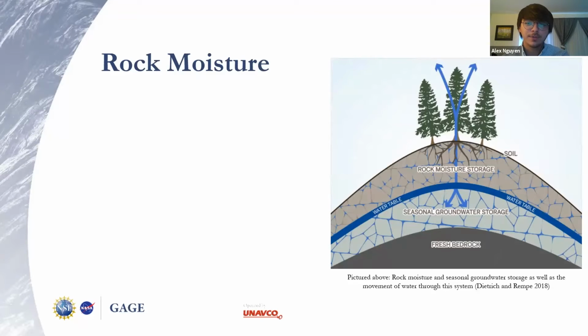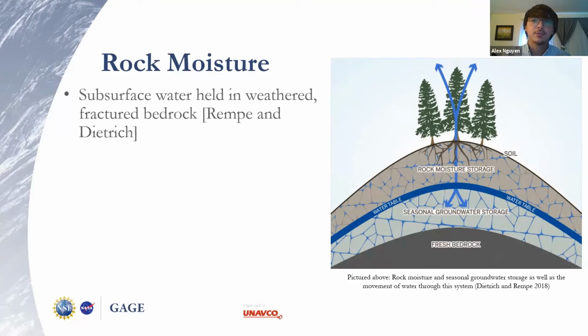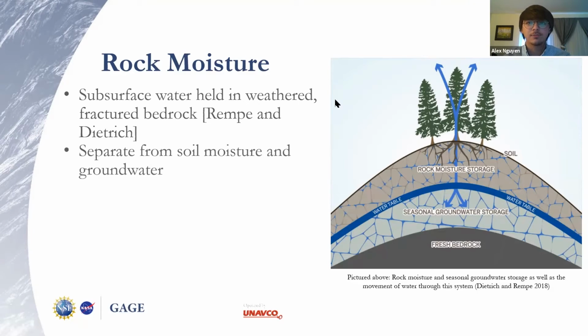So now that we know a little bit about transpiration, we can talk about the subsurface water storage, and that being soil moisture and rock moisture. So rock moisture is defined as water stored in the bedrock zone of the subsurface beneath the thin soil layer. And we understand that rock moisture is separate from soil moisture in that it encompasses weathered and fractured bedrock, not only the thin soils. So we have to ask ourselves, why do we care about rock moisture?